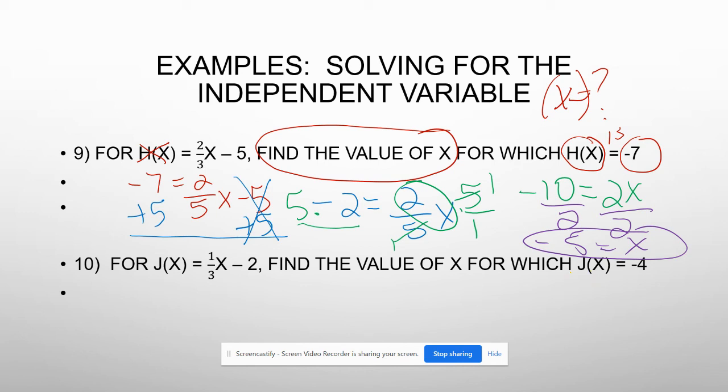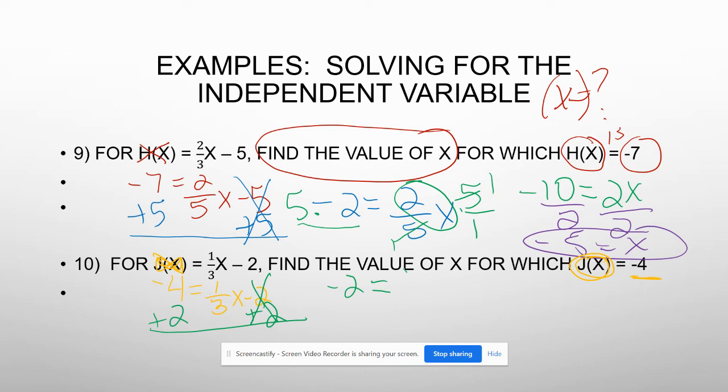Example 10. Now they're saying j of x is negative 4. So we're replacing j of x with negative 4. And again, we're solving for x, using SADMAP. I would start with adding 2 to both sides. Negative 4 plus 2 is negative 2. Negative 2 plus 2 is 0.